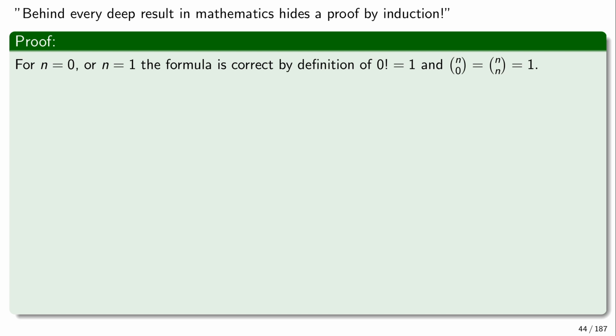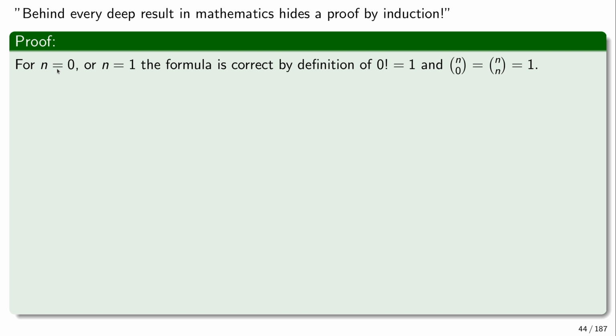So quoting Paul Erdős here, I think once again, I think he said something that is very true: behind every deep result in mathematics hides a proof by induction. So basically, when the axioms are being laid for set theory and being axiomatized, one of the axioms is the axiom of induction, or the axiom of existence of an inductive set. This is very important. And then basically, even such properties of natural numbers as addition being commutative need to be proved by induction. Okay, so without further ado, let us prove this formula by induction.